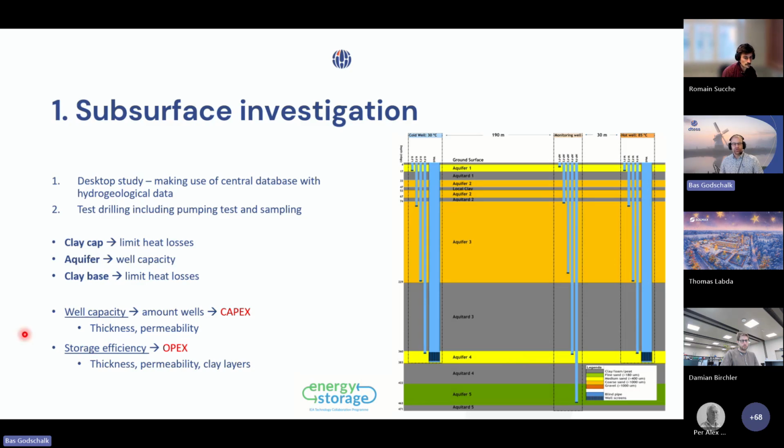In these considerations, we know that the well capacity itself has a big impact on the investment cost of the system, because if you have a small capacity, you need more wells, more investment, and the storage efficiency has a big impact on the operational cost. Both are influenced by the thickness of the aquifer and also the permeability, and the clay layers are an indication of how well they will act as an insulator, so the thermal efficiency will be determined by the clay layers themselves.